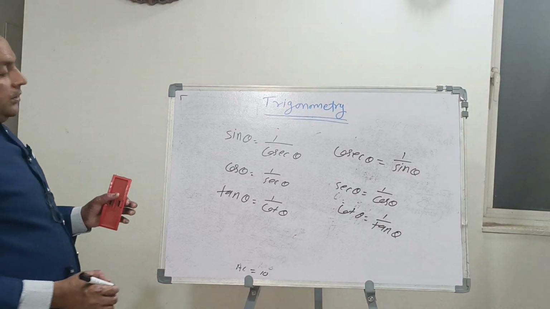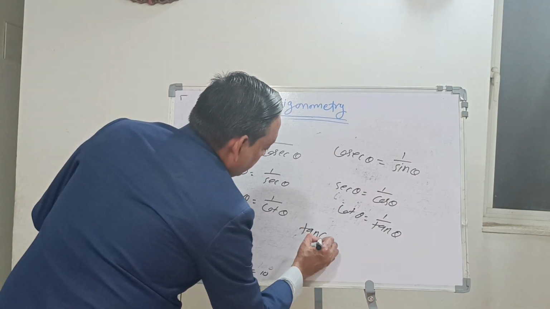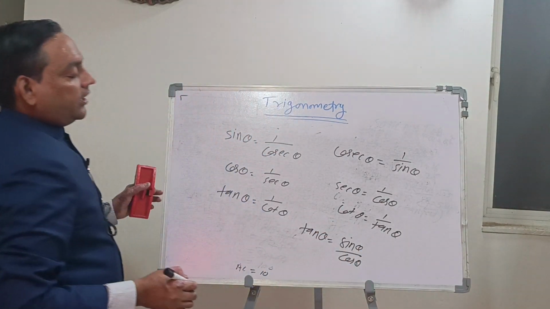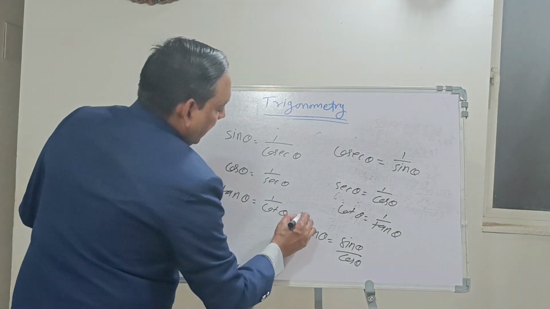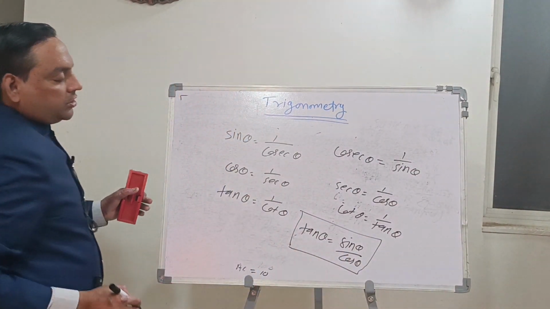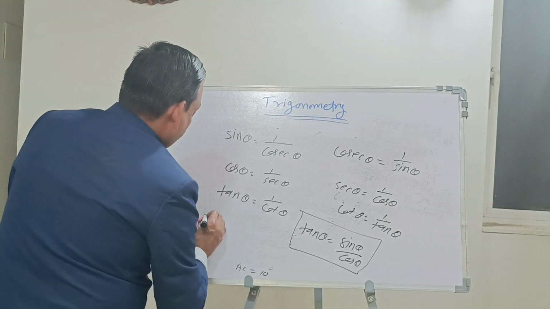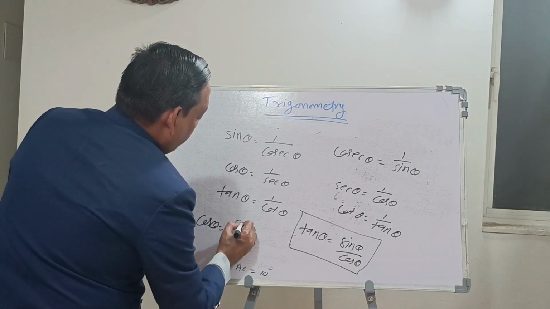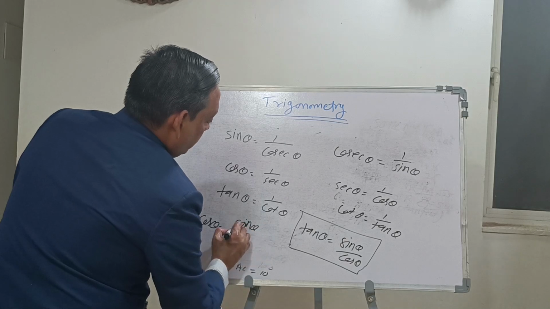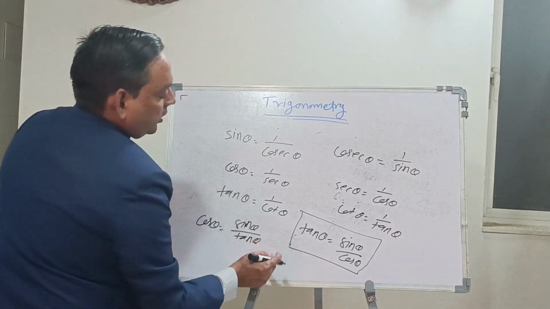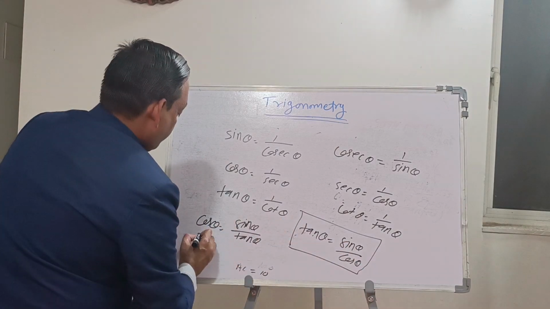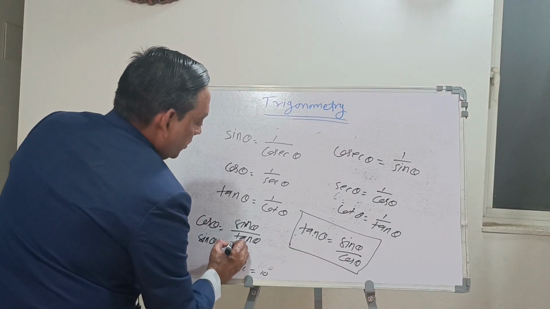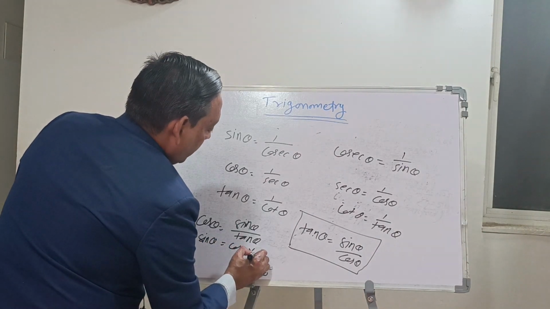Okay, and one main formula: tan theta is equal to sine theta upon cos theta. So this is the relation between the sine, tan and cos. So from this, if they ask you what is cos theta in terms of sine and tan, the cos comes here and that becomes sine theta upon tan theta. Or sine theta, in terms of cos and tan, is equal to cos theta multiplied by tan theta.